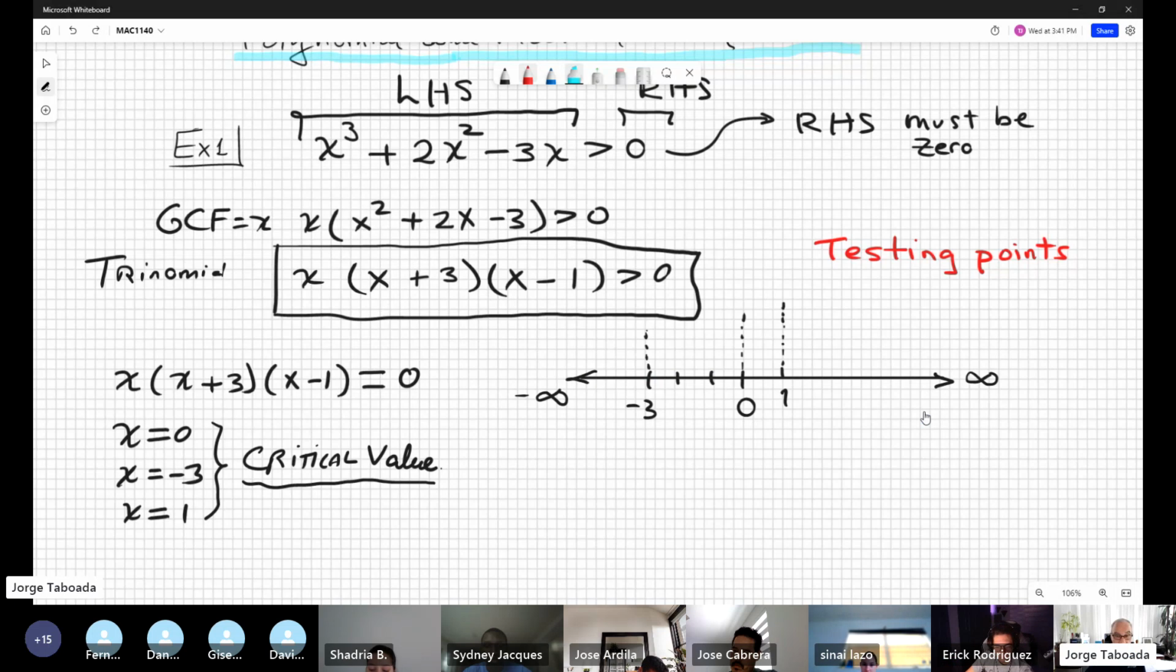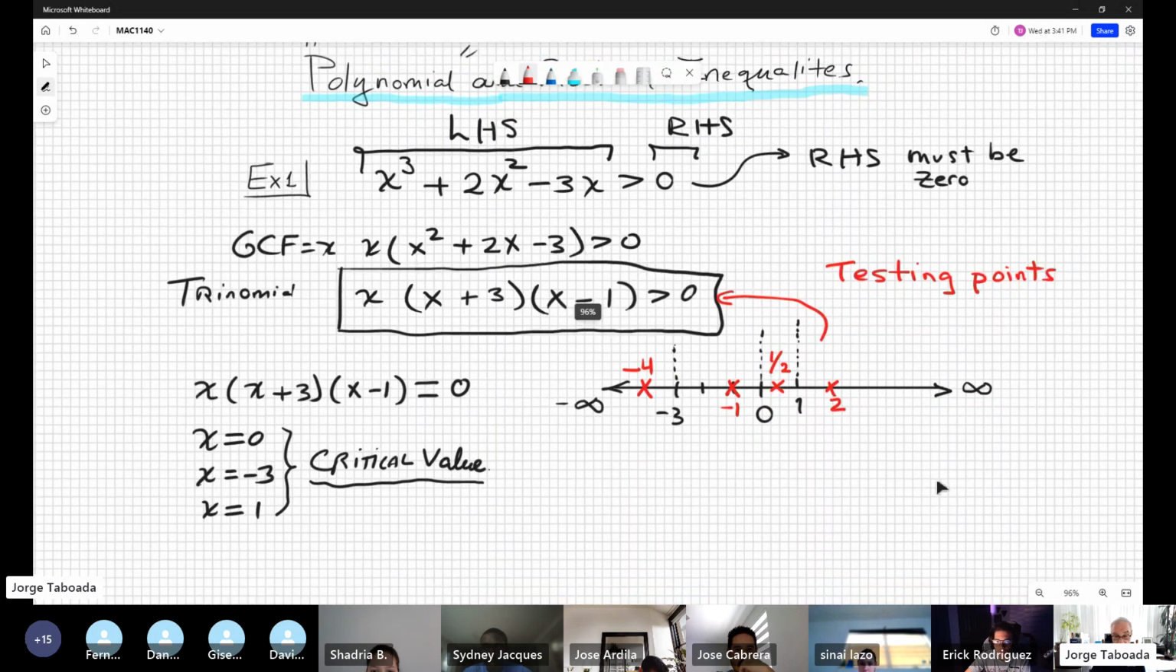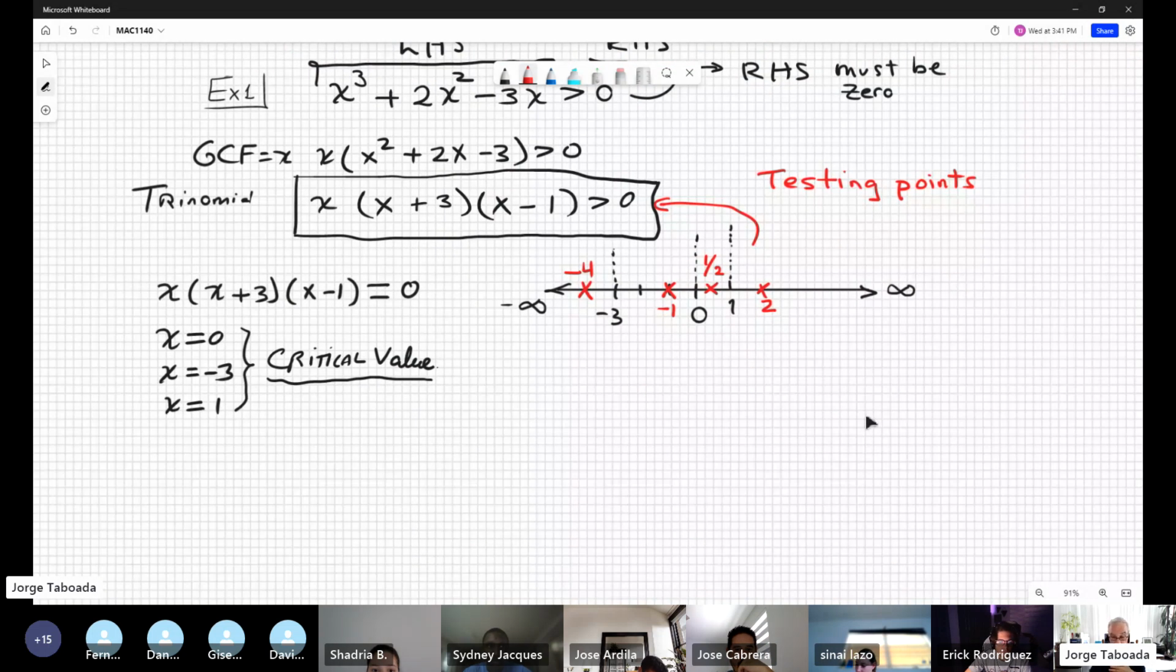You pick -4, maybe it's good, it can represent this interval. You pick -1, maybe it's good. Suppose another student picks -2, it's okay. You pick 1/2 positive. And you pick 2, 3, 4, 5. I pick 2. And this is the testing point. And this testing point, if you want, you can plug into the inequality and verify whether it's true or not.